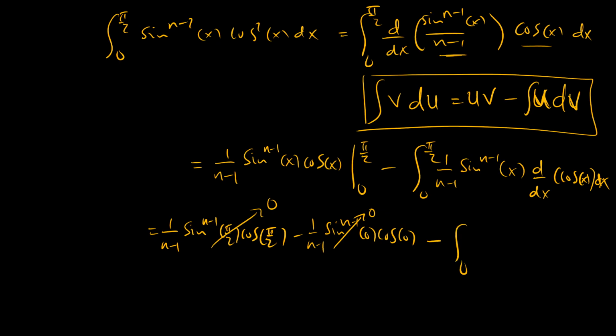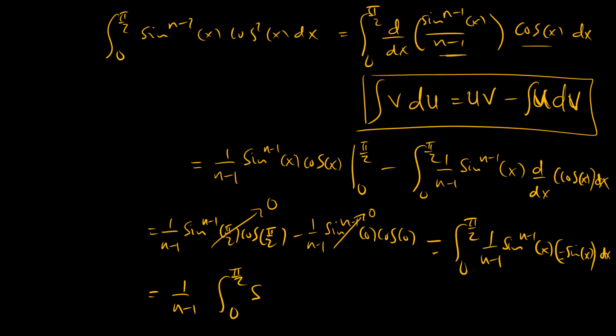Minus the integral from 0 to pi over 2 of 1 over n minus 1, sine of n minus 1 times negative sine of x. This minus and this minus interact, so we eventually have 1 over n minus 1, double integral from 0 to pi over 2 of sine to the n.